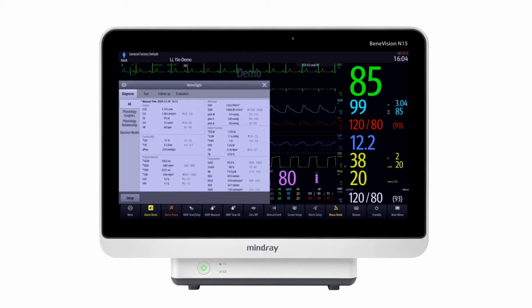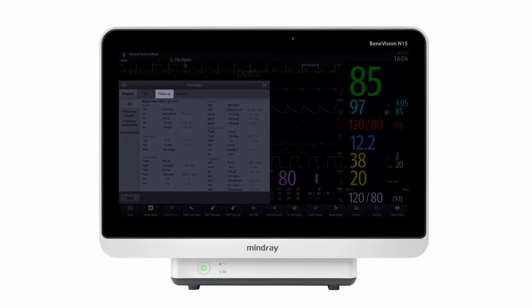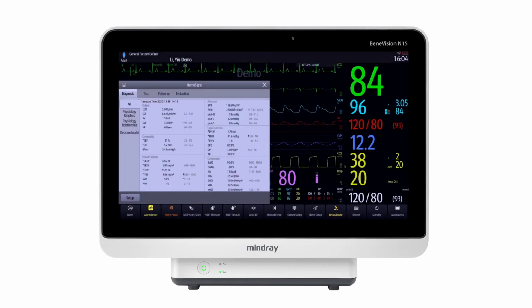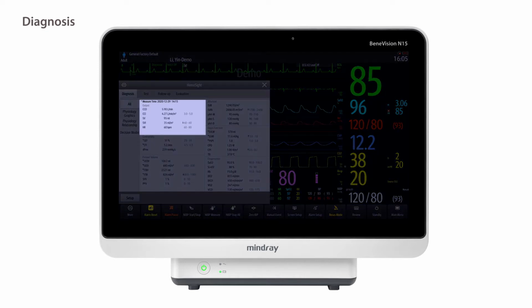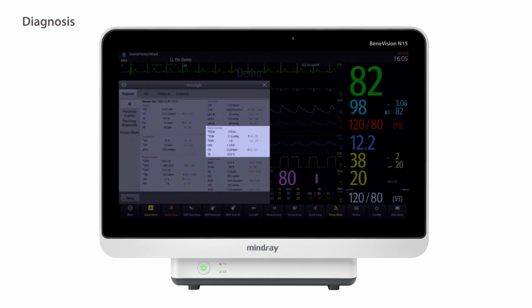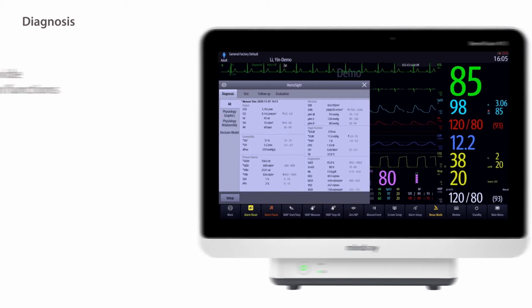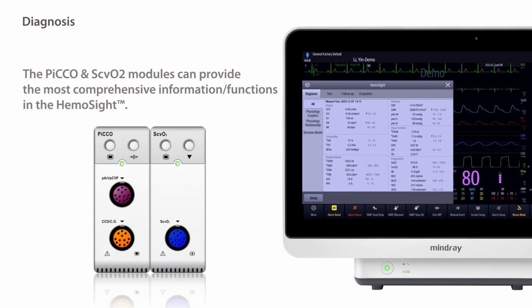There are four main functions of HemoSight: diagnosis, test, follow-up, and evaluation. In the diagnosis page, you can have a comprehensive view of all related hemodynamic parameters, covering cardiac output, contractility, preload, afterload, organ function, and oxygenation. Different cardiac output monitoring modules provide different parameters. This is a demo with PICO and SCV-O2 modules, which can provide the most comprehensive information in the HemoSight.